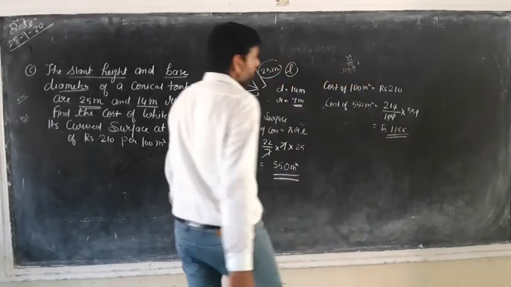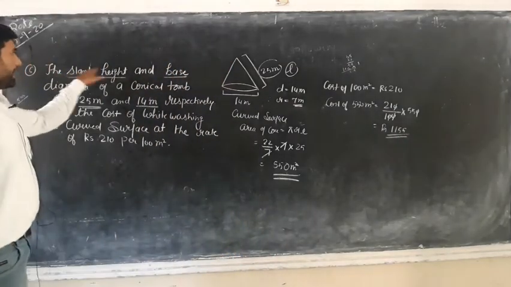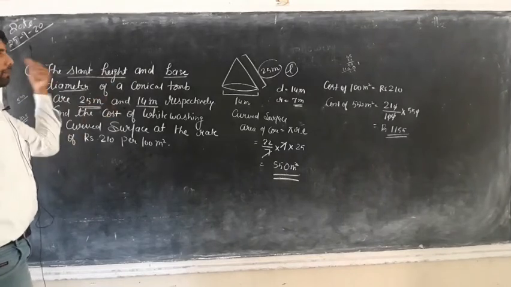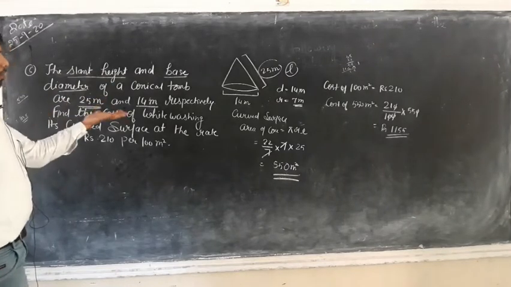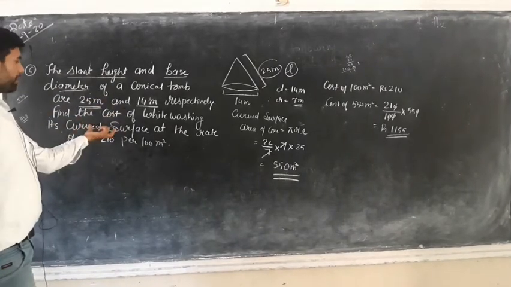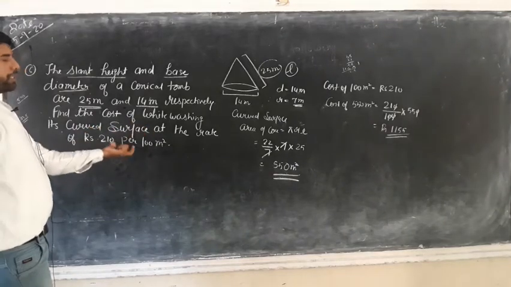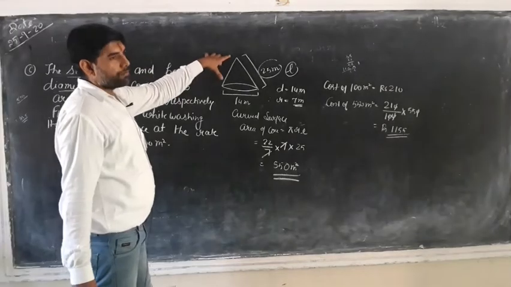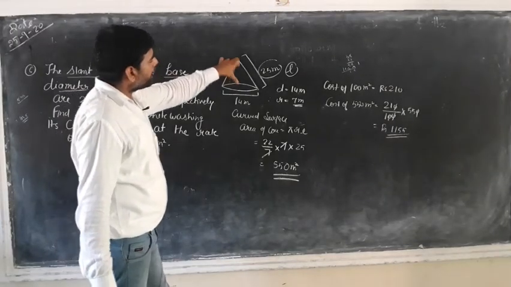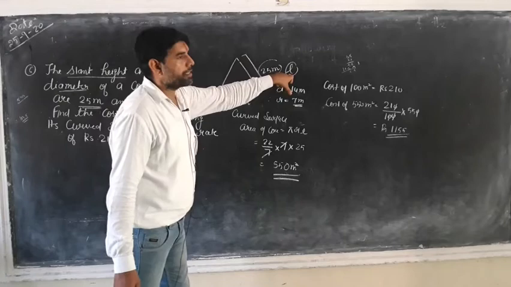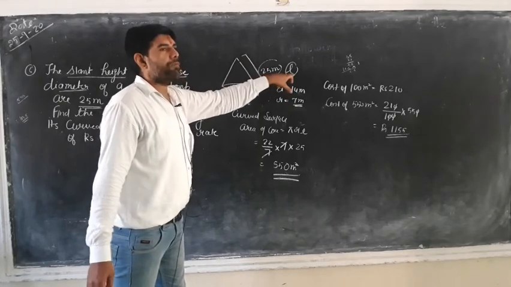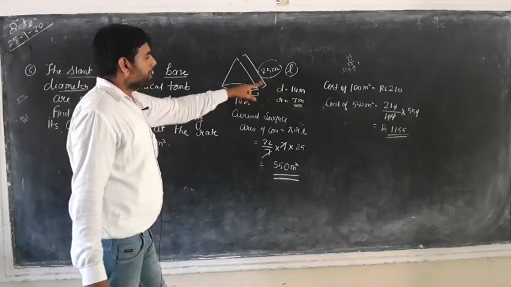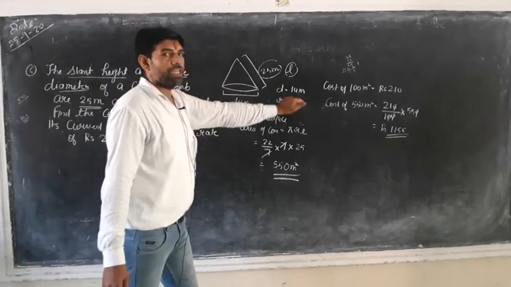Let's look back. The slant height and the base diameter of a conical tomb are 25 meter and 14 meter respectively. Find the cost of whitewashing its curved surface at the rate of rupees 210 per 100 meter square. This is the shape of a cone. The slant height is 25 meter, and the symbol of slant height is small l. The base diameter is 14 meter, and the radius is half of the diameter, which is 7 meter.